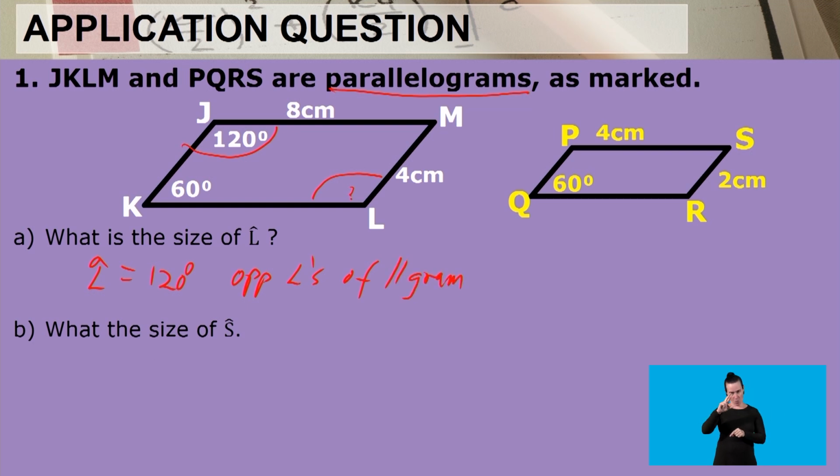What is the size of angle S? That is angle Q, and the opposite angle is angle S. So angle S is 60 degrees, and it is also opposite angles of a parallelogram.